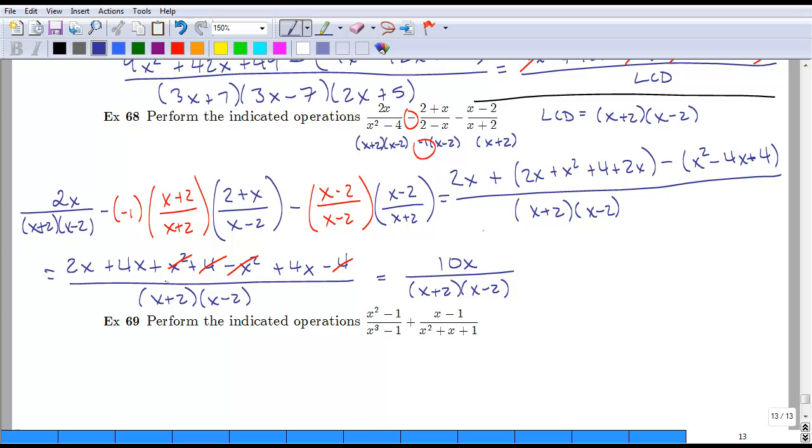Then we need the second fraction to have x plus 2 over x plus 2, and the third fraction to have x minus 2 over x minus 2. Again, when you distribute and multiply everything out, you should have ended up with 2x plus 4x plus x squared plus 4 minus x squared plus 4x and minus 4. Again, making sure that we distribute the negative in the third fraction. In the second fraction, it multiplied by the -1 to become positive. And when all is said and done, we end up simply with 10x over x plus 2 times x minus 2.